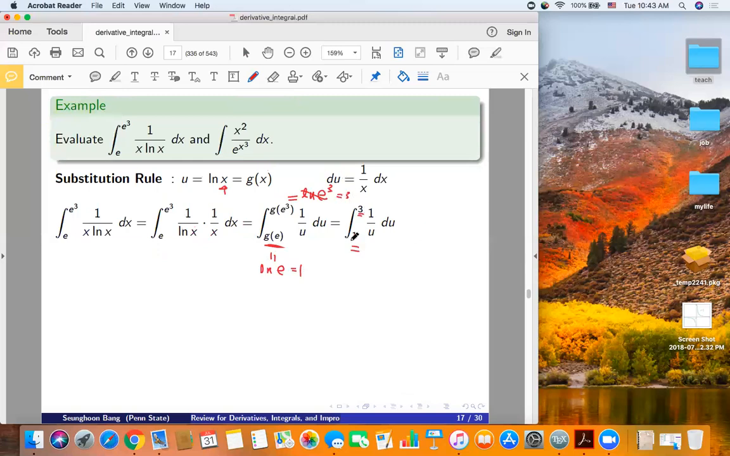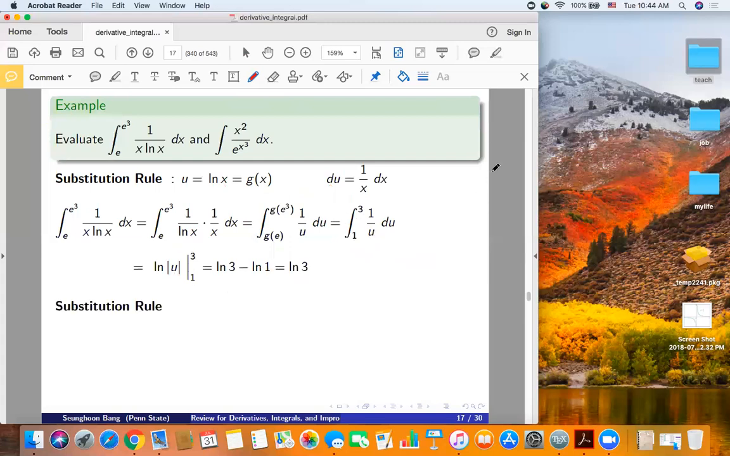The next, what is integral 1 over u du? Do you know what's integral 1 over u du? Integral 1 over u du is ln of absolute value of u from 1 to 3. So you plug 3 into u, 1 into u, ln of 3 minus ln of 1. ln of 1 is only 0. The final answer is ln of 3.